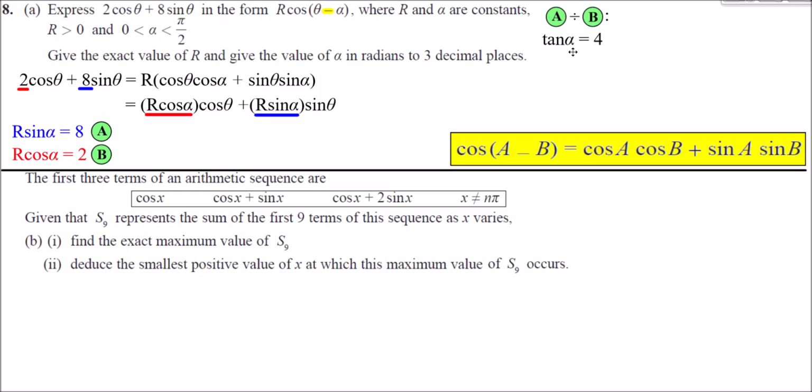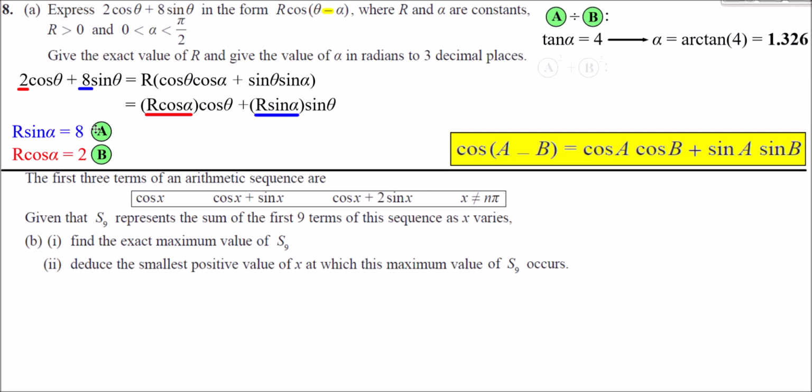We do arctan, or tan minus 1, you could say. Alpha to 3 decimal places is tan minus 1, or arctan of 4. Make sure you're in radians, of course. You should get 1.326.